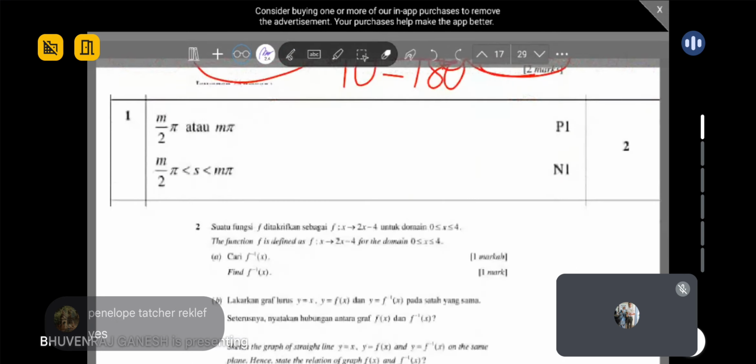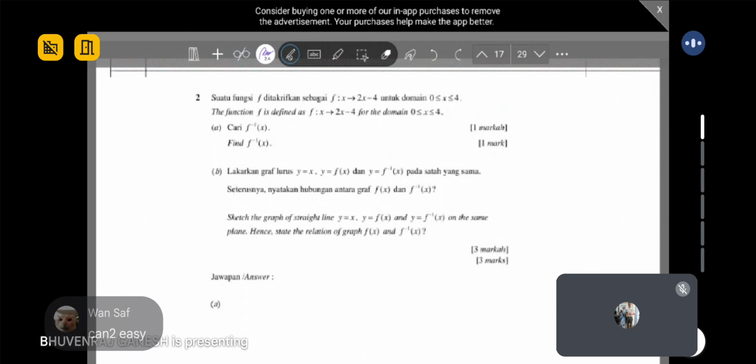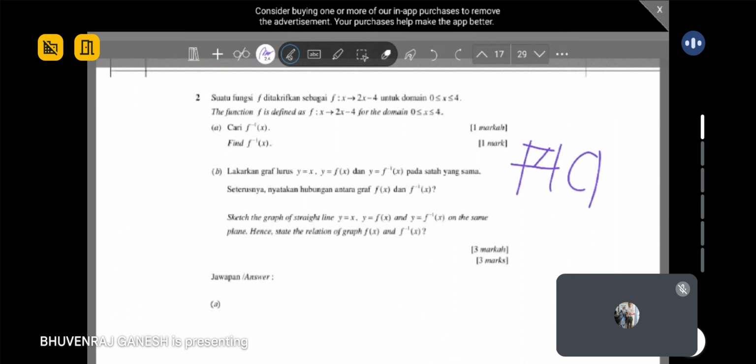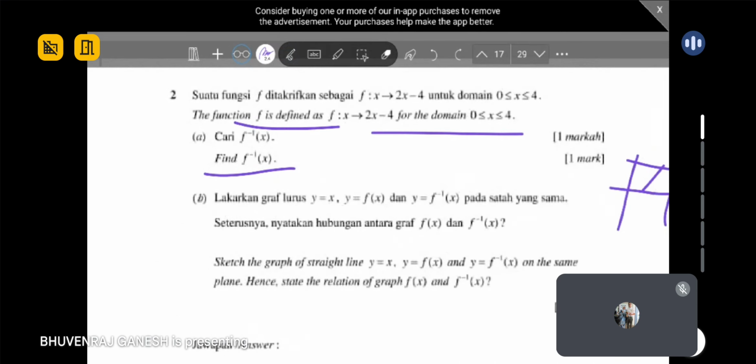Okay, so we go to question 2. Soalan kedua. For this question, we're talking about Form 4 Chapter 1. Form 4 bab 1, iaitu fungsi. First question, they ask you to find f inverse x. Kamu kena cari f songsang x.